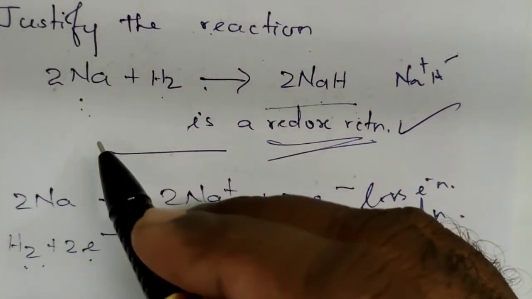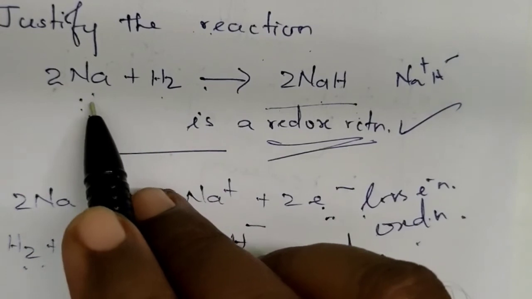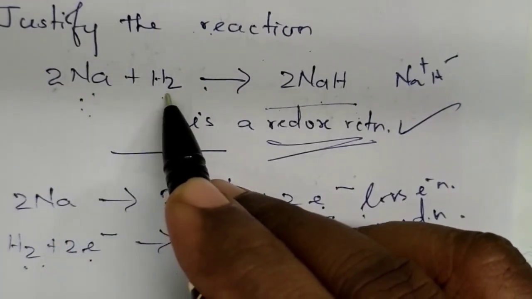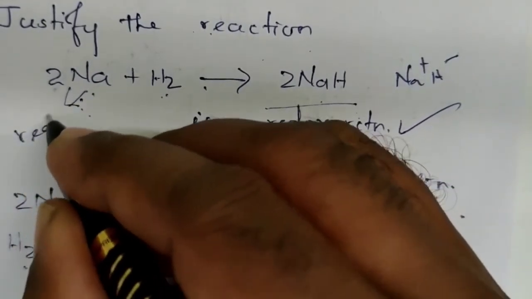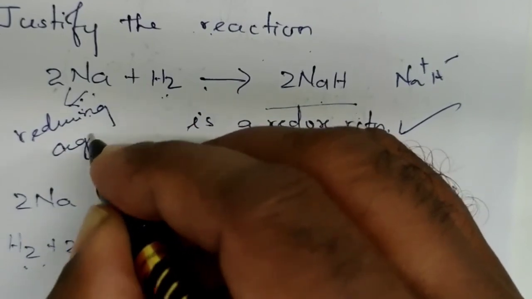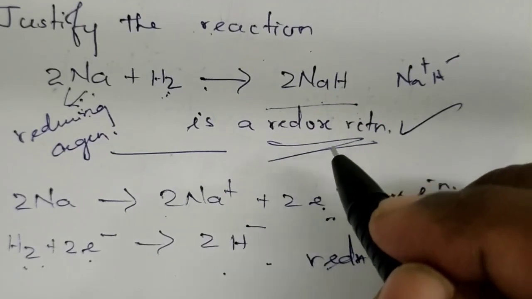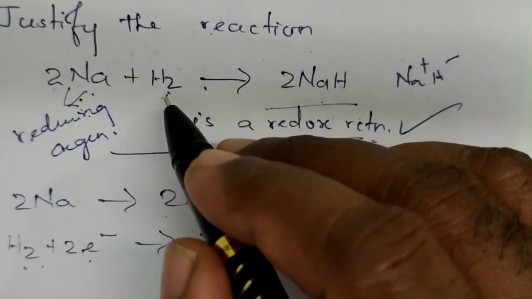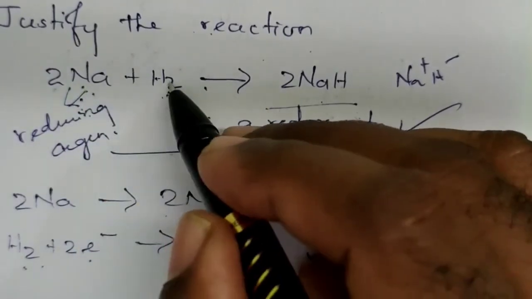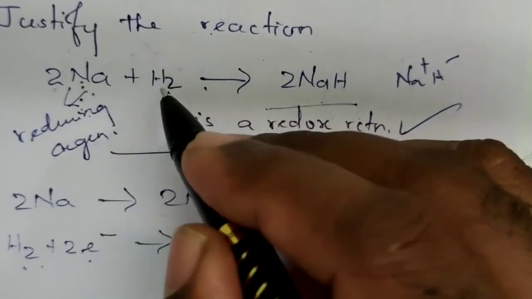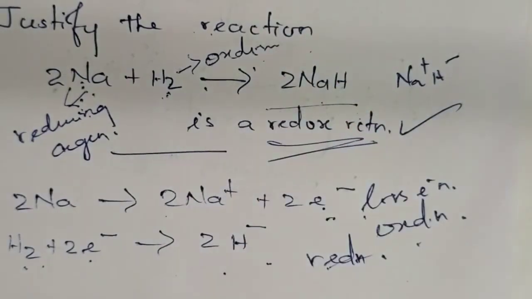One more thing, here we studied sodium undergoes oxidation. Oxidation means it makes hydrogen reduce. Therefore, sodium is called a reducing agent. At the same time, hydrogen undergoes reduction. How does it reduce? By getting electron from sodium. That means it makes the sodium oxidize. Therefore, it acts as an oxidizing agent.